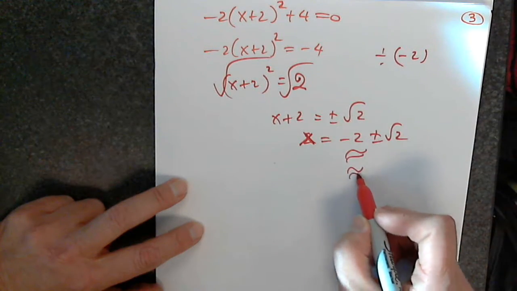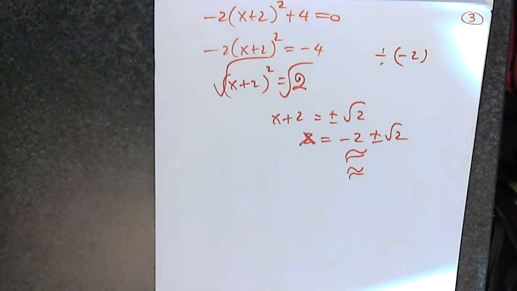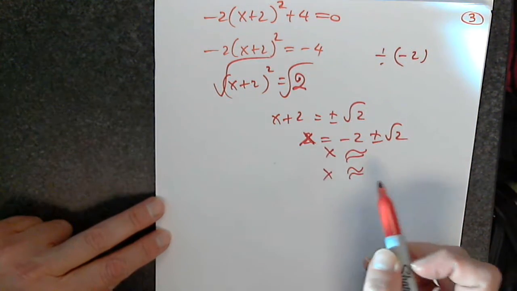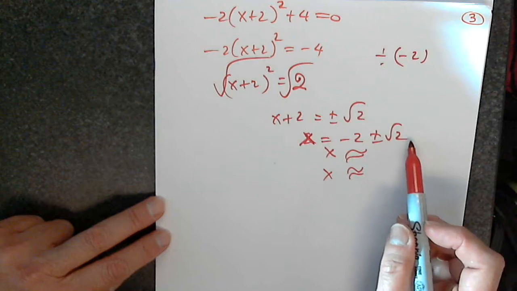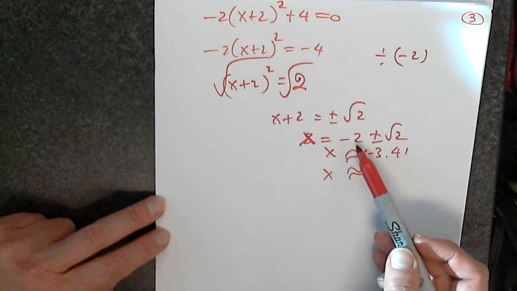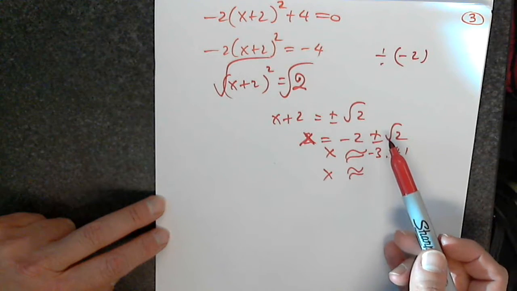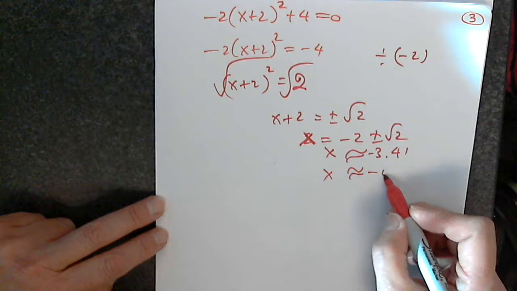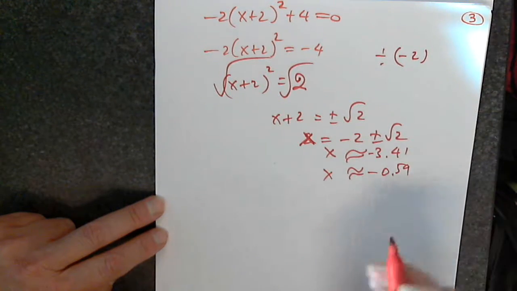And yes, I will have to approximate because I don't know where to plot. So I will say x is approximately -2 minus 1.41, which is -3.41, and -2 plus 1.41 is -0.59.